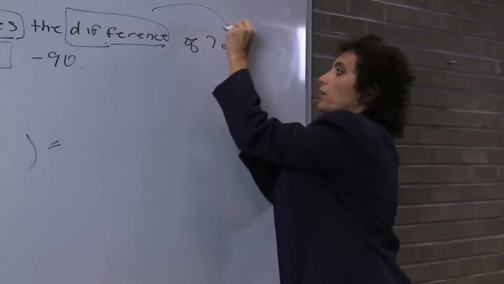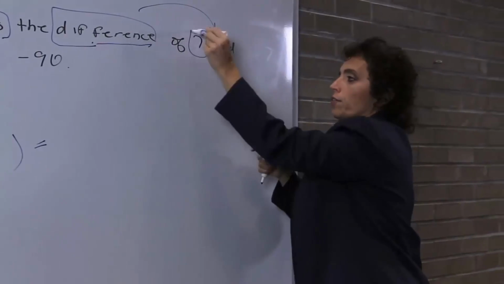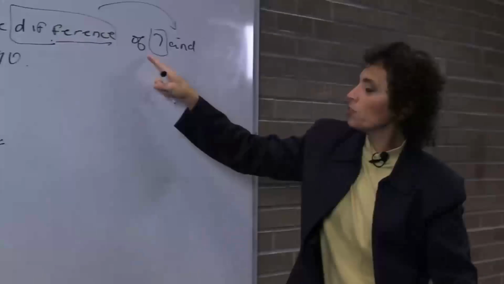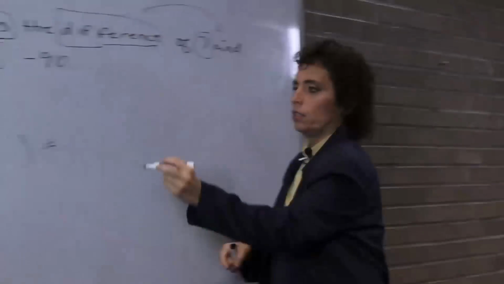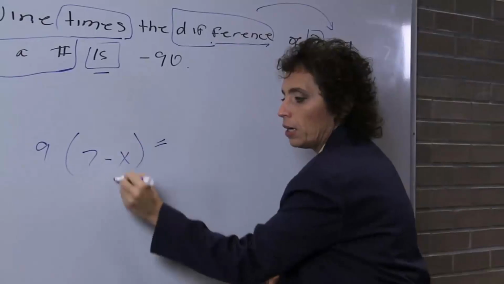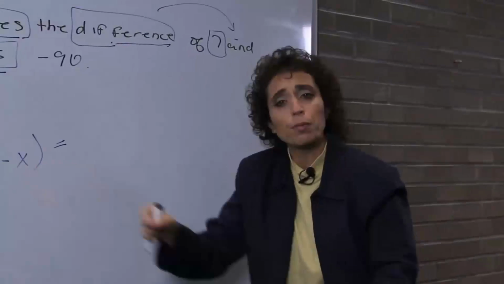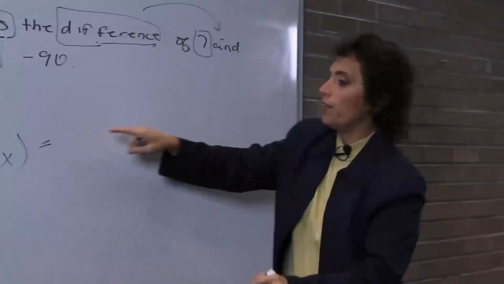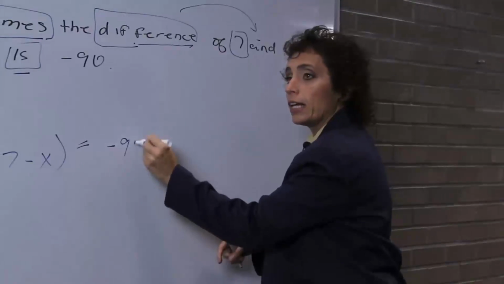Here comes the "and." So this side of the "and," this side of the "and." So we're taking a difference of 7 and a number. So 7 and a number. The difference of 7 and a number. Remember, you don't change the order for difference, only the word from or the words less than. And that is negative 90.